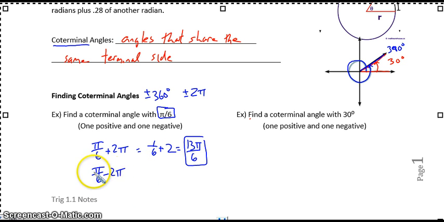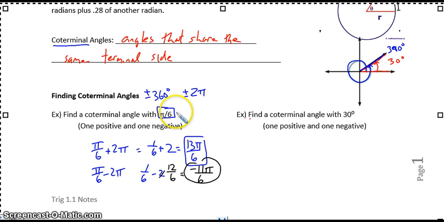So if we're doing it for the negative one, we would do 1/6 minus 2. And again, if we think about this algebraically, I know that 2 is the same as 12 over 6. So I can subtract these fractions now. I'd get negative 11 over 6. And then we just put the pi back in the numerator.